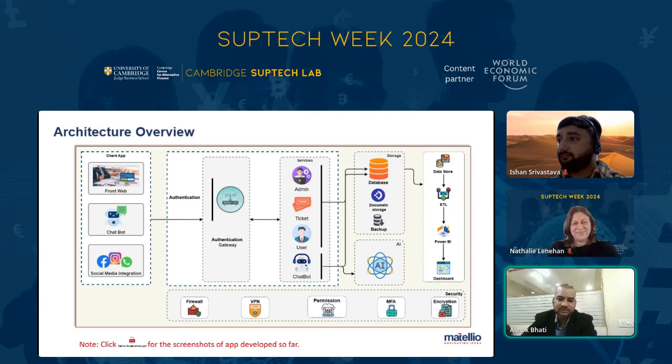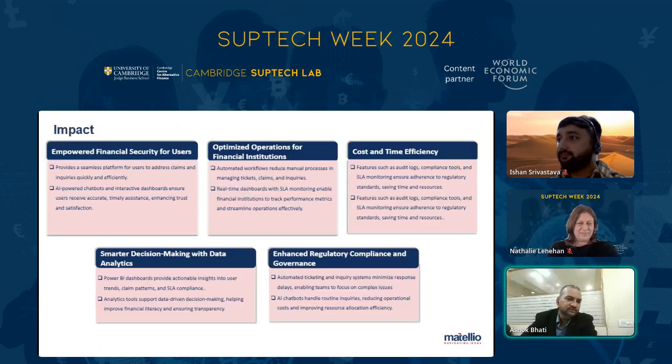Okay. Yeah, so impact. Again, we are empowering financial security for the user, making sure that everything is done in a user-friendly way. The AI-powered chatbot helps the front-end user in making claims and knowing the status of the claim. We have optimized operations for FI. FI makes sure that automated processes for managing claims, tickets, and inquiries are faster. The dashboard provides them with a real-time solution.